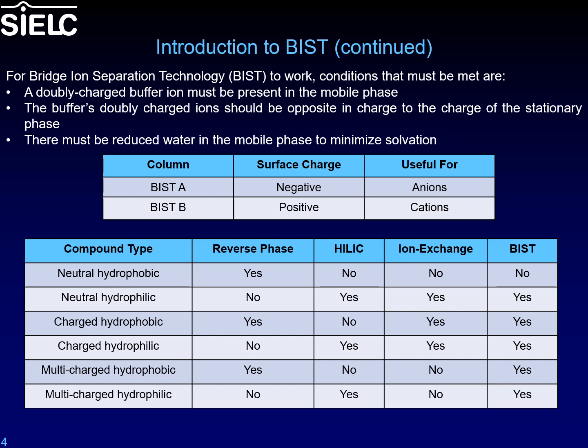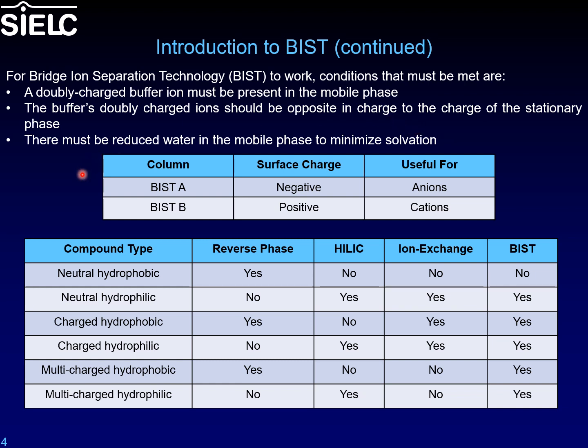The method that has been described on the previous slide has become known as bridge ion separation technology, otherwise designated as BIST, given the bridging ions that are utilized in the stationary phase. And for this technology to work, there are certain conditions that must be met beforehand. First, a doubly charged buffer ion must be present in the mobile phase to act as the bridging ion. Second, the buffer's doubly charged ions should be opposite in charge to the charge of the stationary phase itself. Third, there must be reduced water in the mobile phase so as to minimize solvation that might occur.